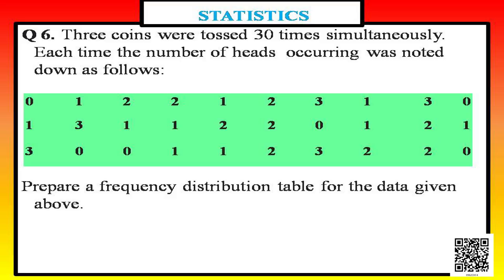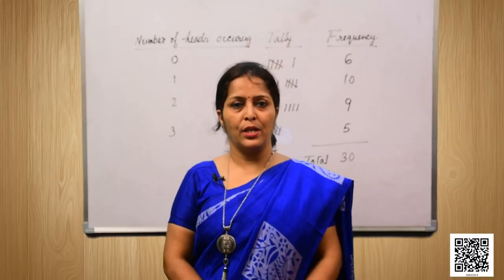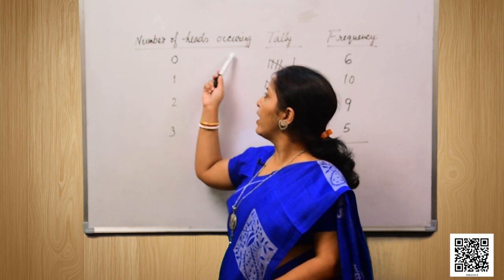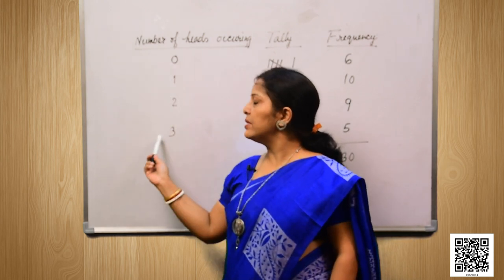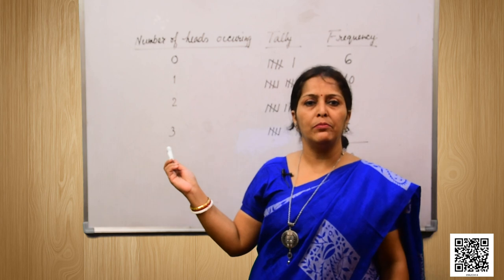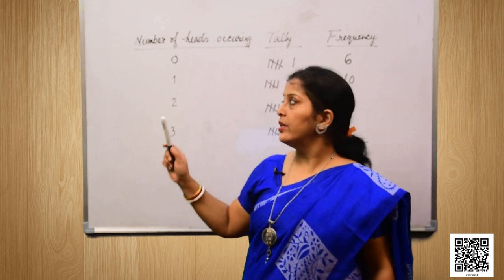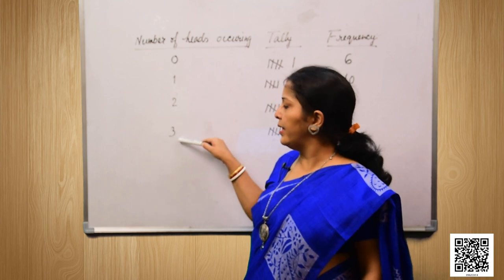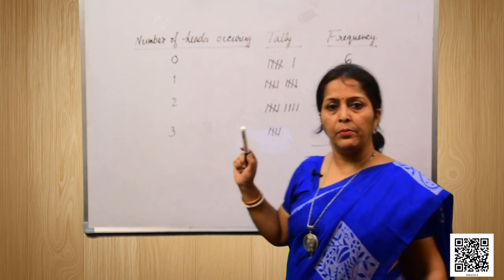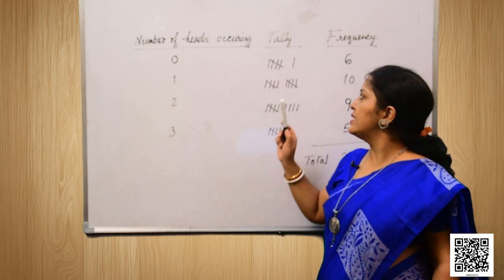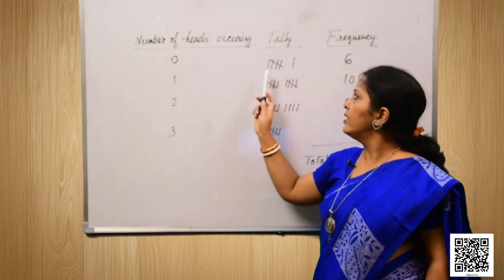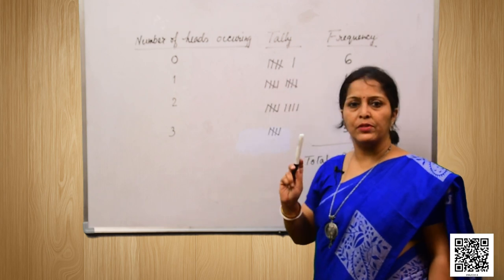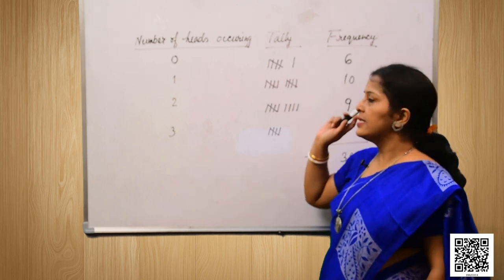So students, this is the solution of question number 6. In the first column, that is the number of heads occurring, we have written the possible numbers of heads occurring. So one row for 0, then 1, then 2 and then 3. Now looking at the numbers given to us, we see that 0 is occurring 1, 2, 3, 4, 5 and 6 times. So the frequency will be 6.